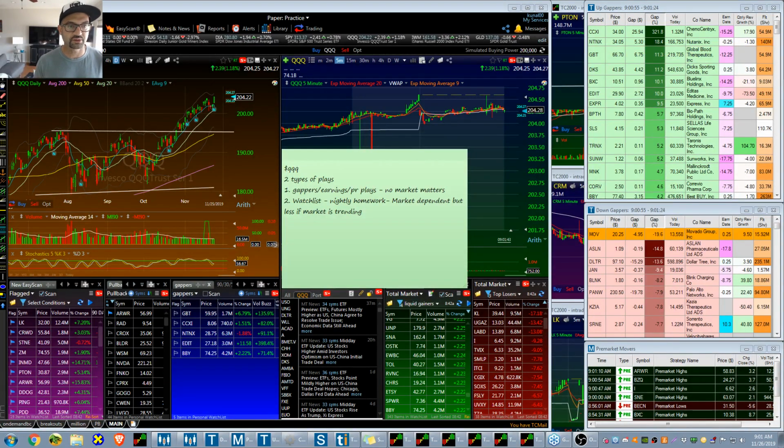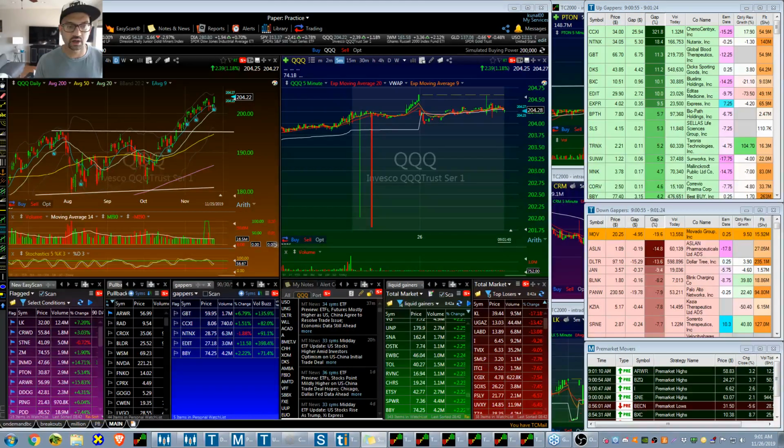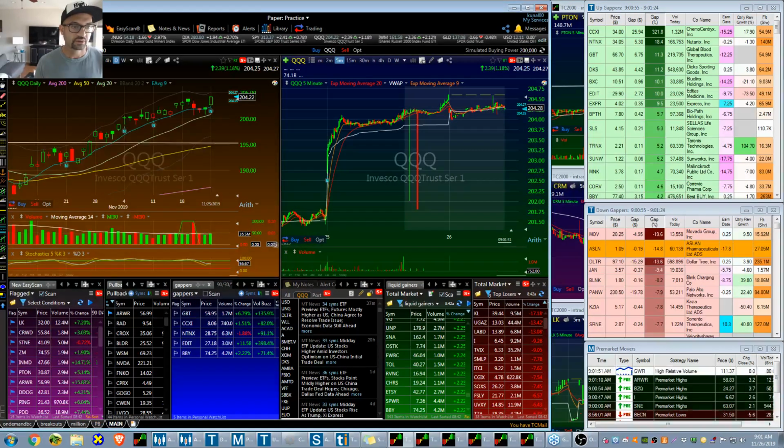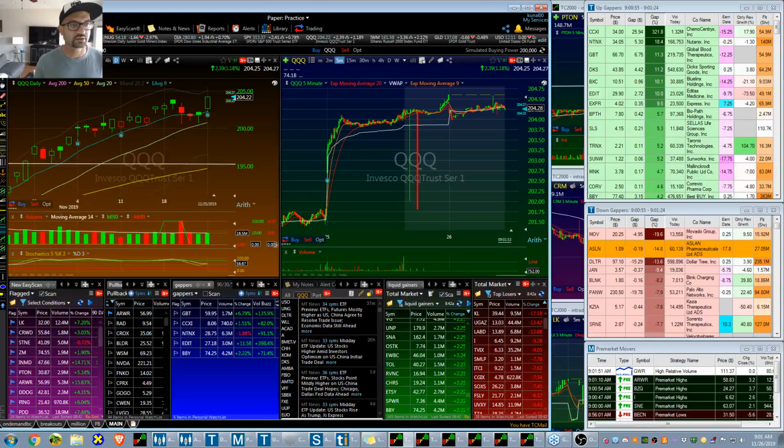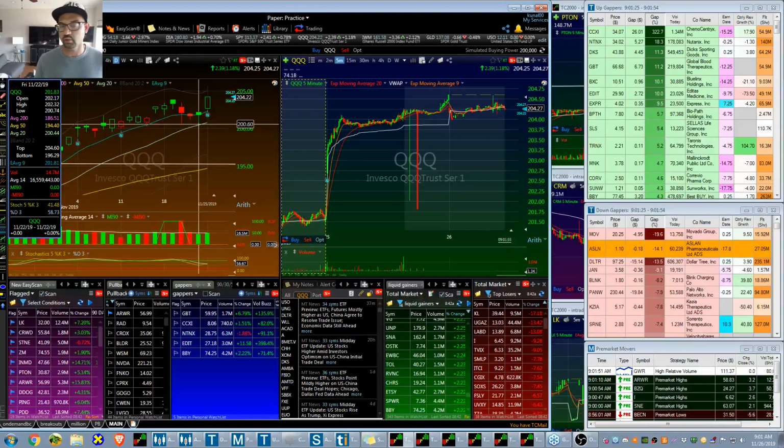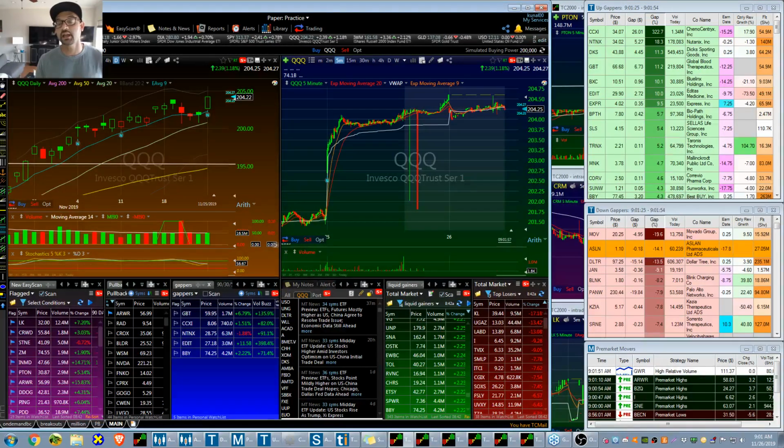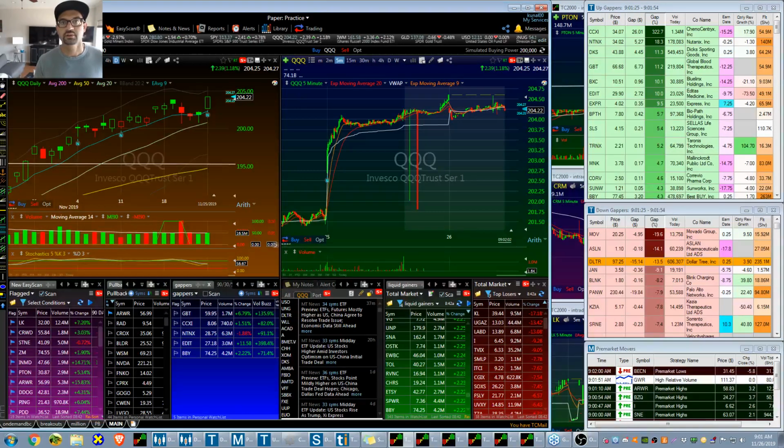So these are always the two things. It's your top-down approach. You first go indexes, then you go into your different plays. That's where you always want to start. So if we're thinking about what the Nasdaq's doing, we pulled back to the 20 SMA. We remounted over the 9, which is very, very important.